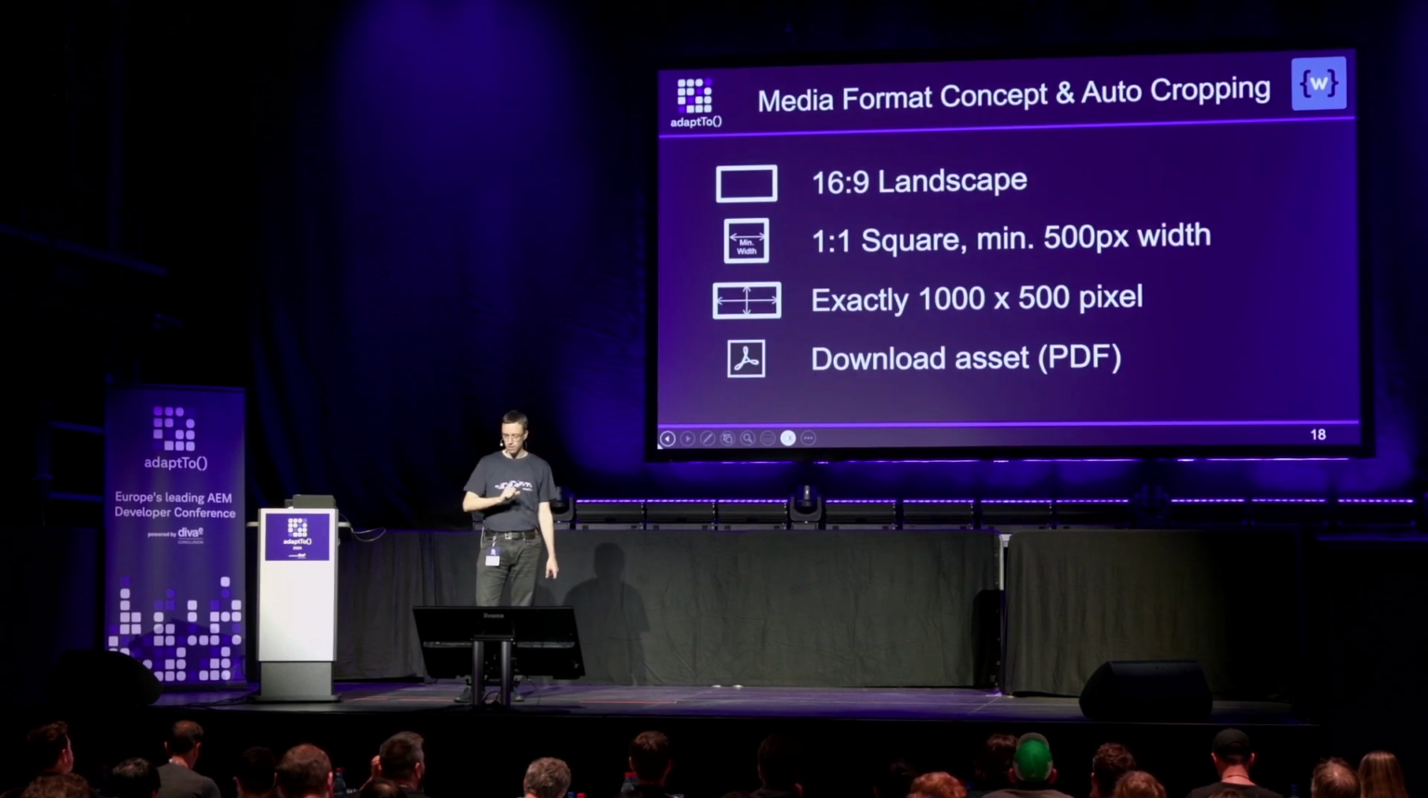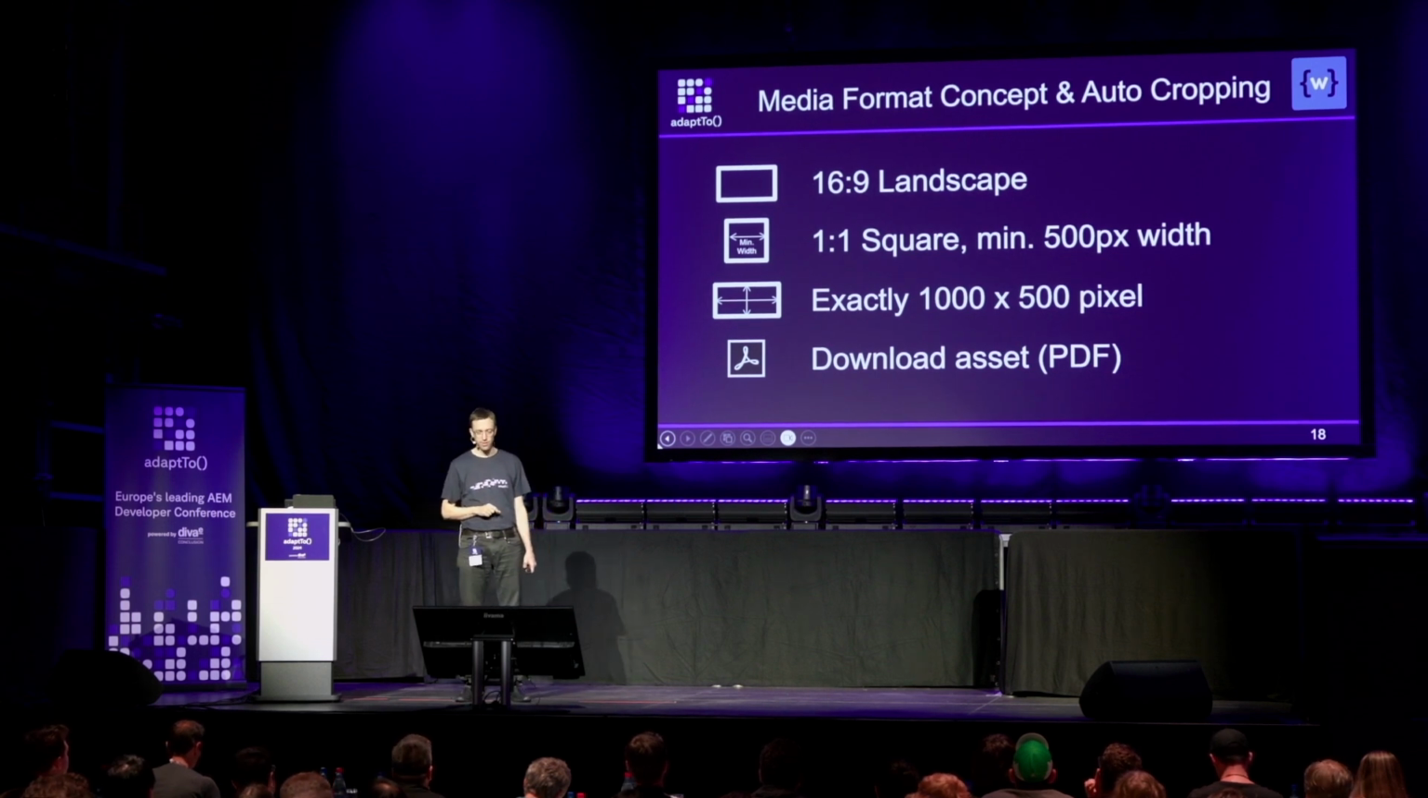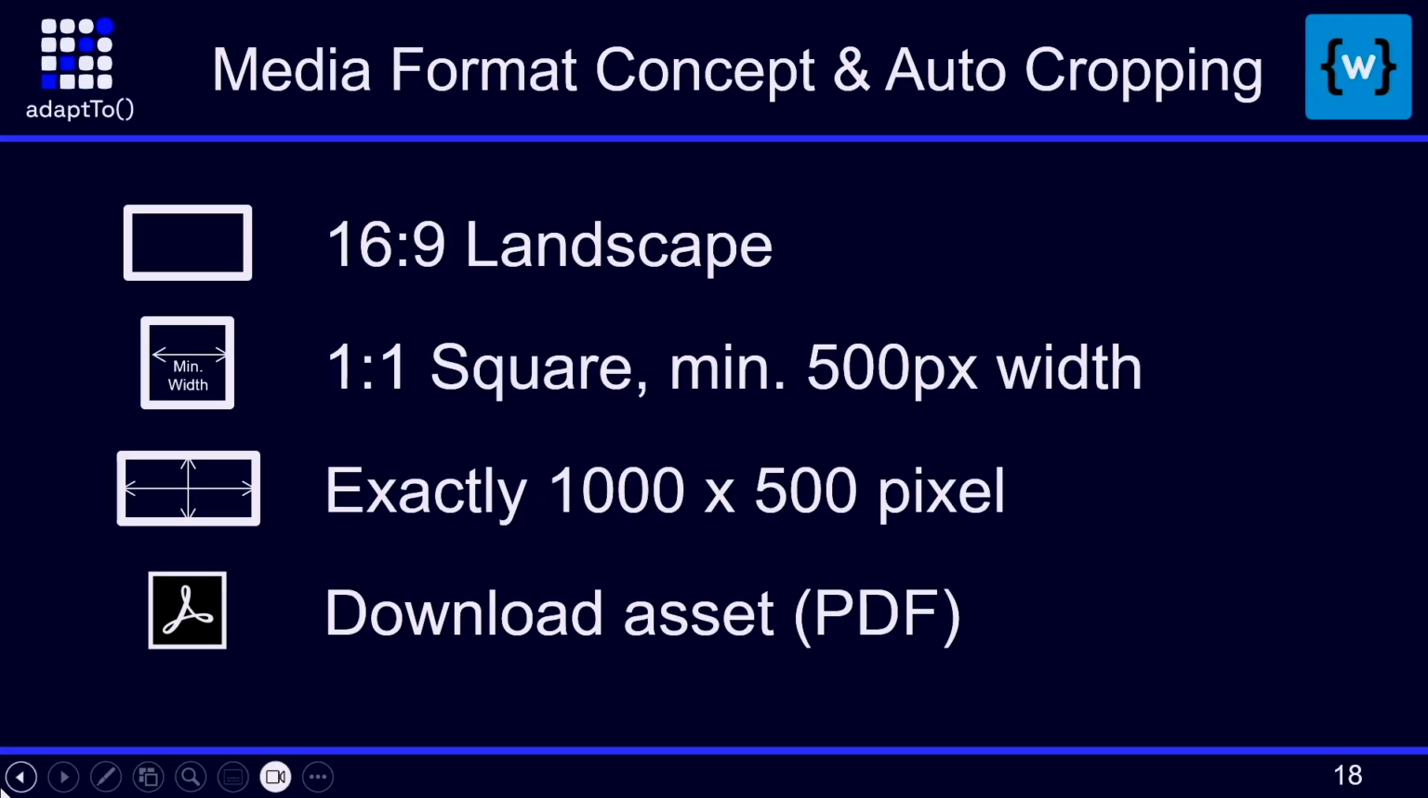Just a quick word about our media format concept. Basically, with Media Handler, we assign to each component one aspect ratio. You can do more complex setups, but in most cases it's just an aspect ratio, or even multiple ones. So you can say you have a teaser component, and depending on the responsive behavior and screen size, mobile, tablet, desktop, different aspect ratios are automatically chosen and rendered. And this is, for example, something which is also not possible with core components easily.